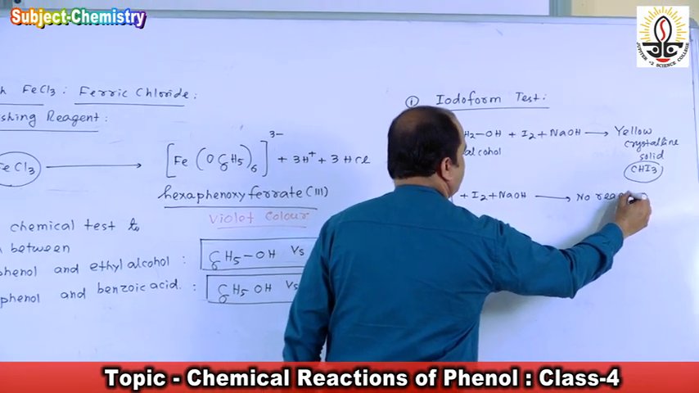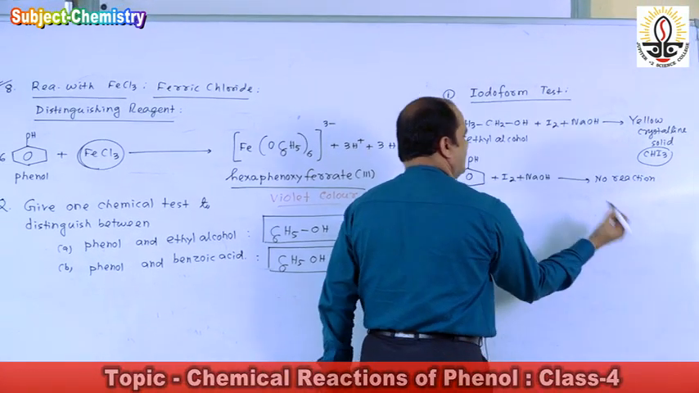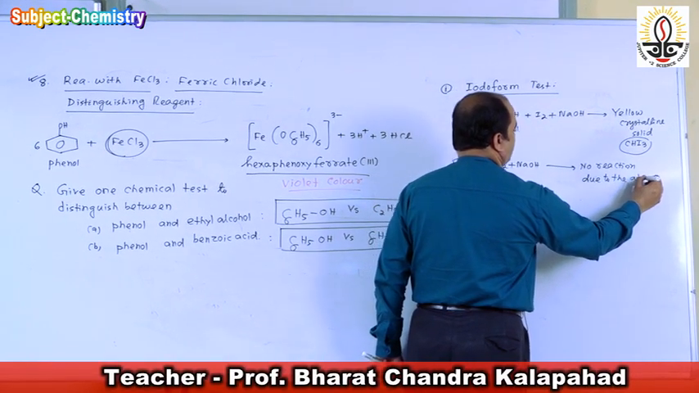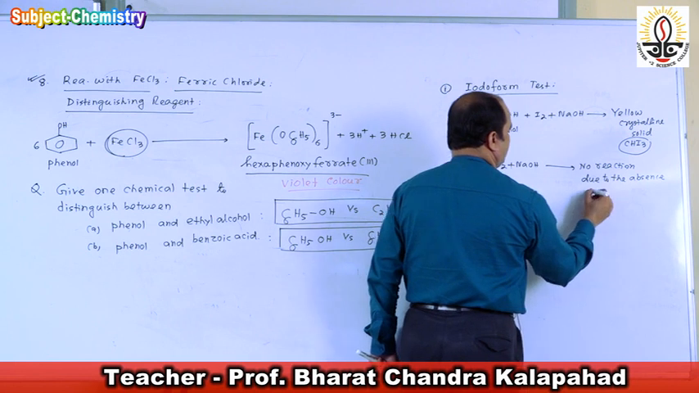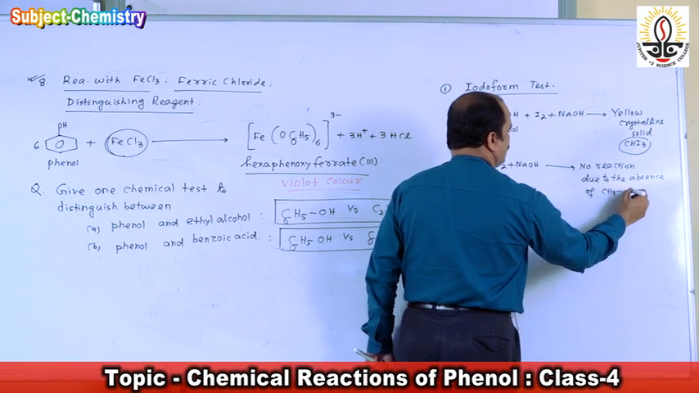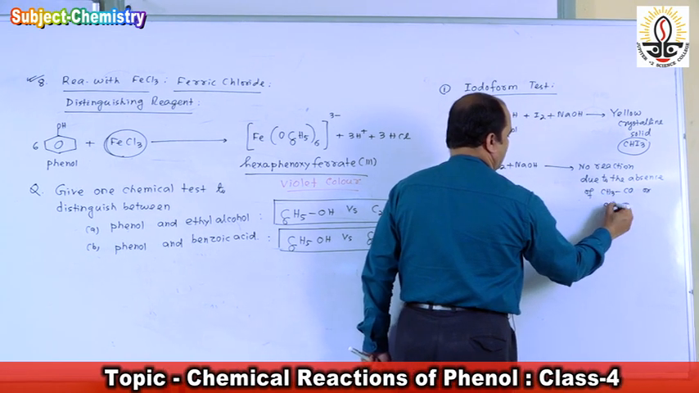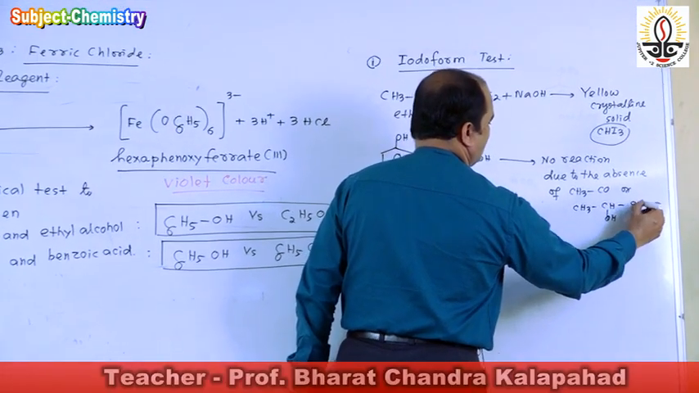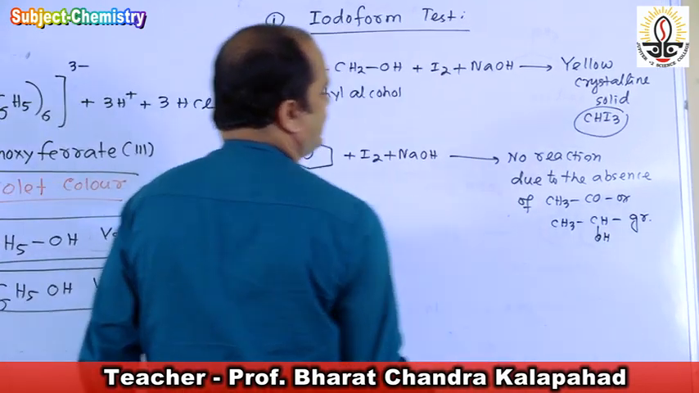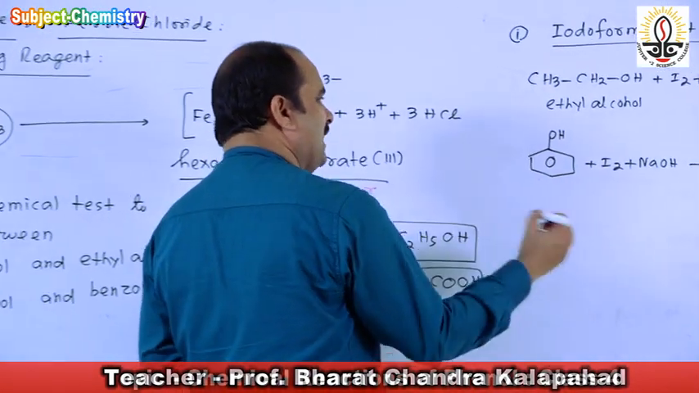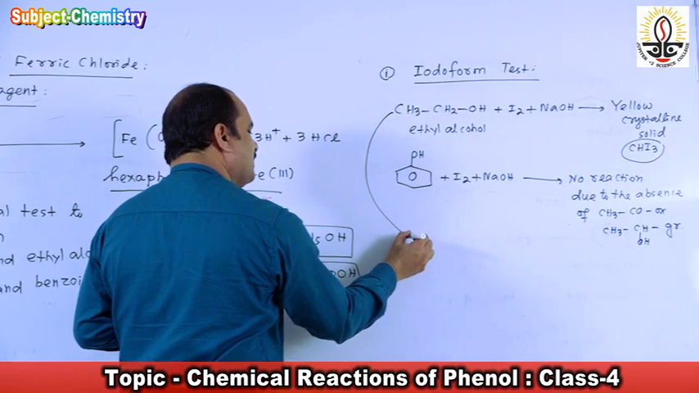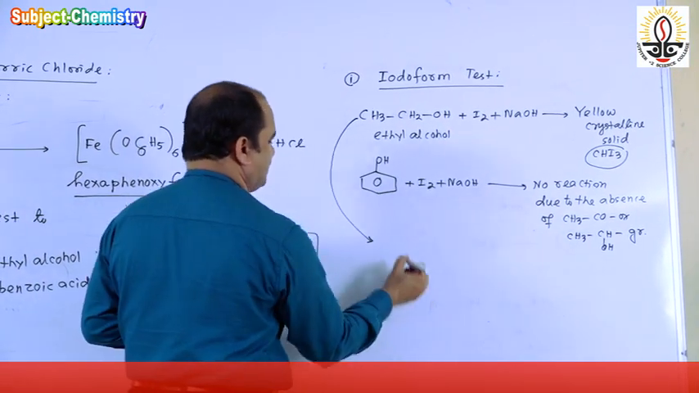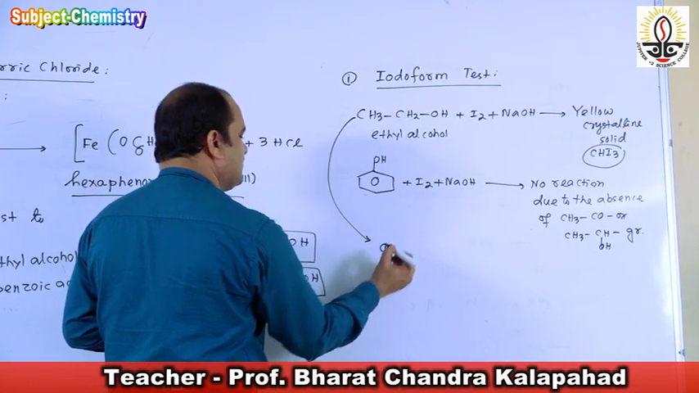There is no reaction because of the absence of a CH3CO group or a CH3CHOH group. But our question is how ethyl alcohol shows the iodoform test. I will explain this iodoform test in 3 steps.